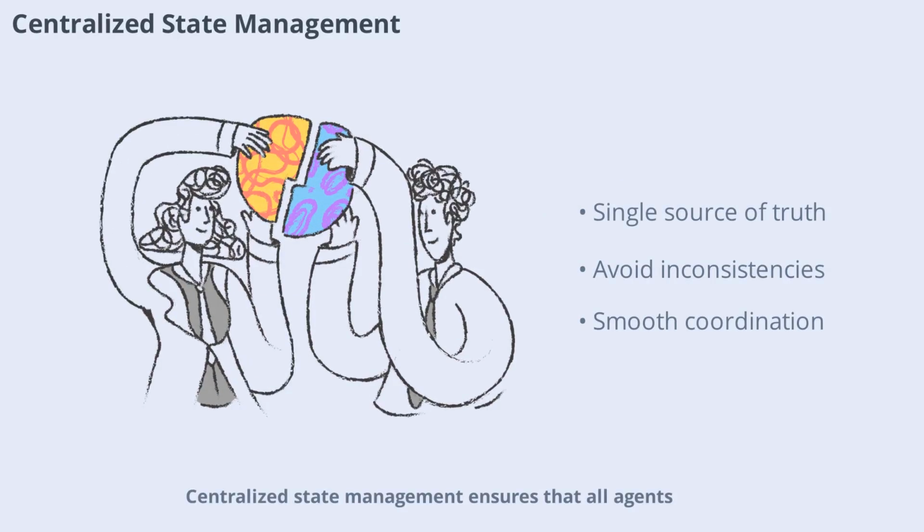Centralized state management ensures that all agents and tools have access to the latest information. By maintaining a single source of truth, you can avoid inconsistencies and ensure smooth coordination across the workflow.